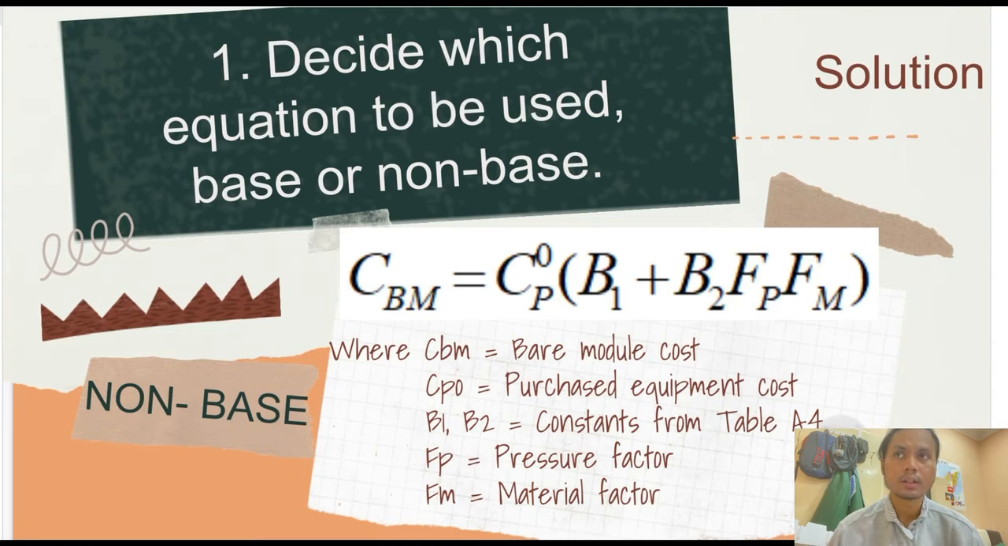The next step is to decide which equation to be used, base or non-base. For the situation given, the doctor asked us to calculate for the non-base. The formula for the non-base for the pump is CBM = CP0 × (B1 + B2 FP FM). So we need to find the values in the formula.